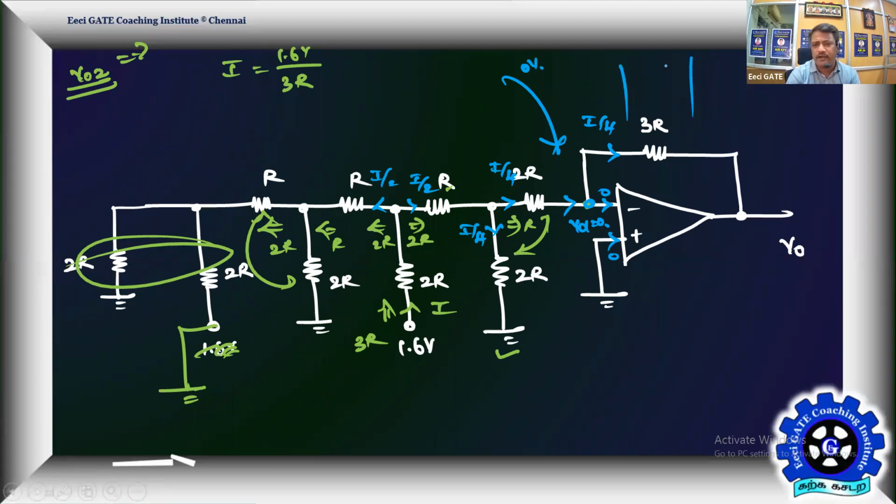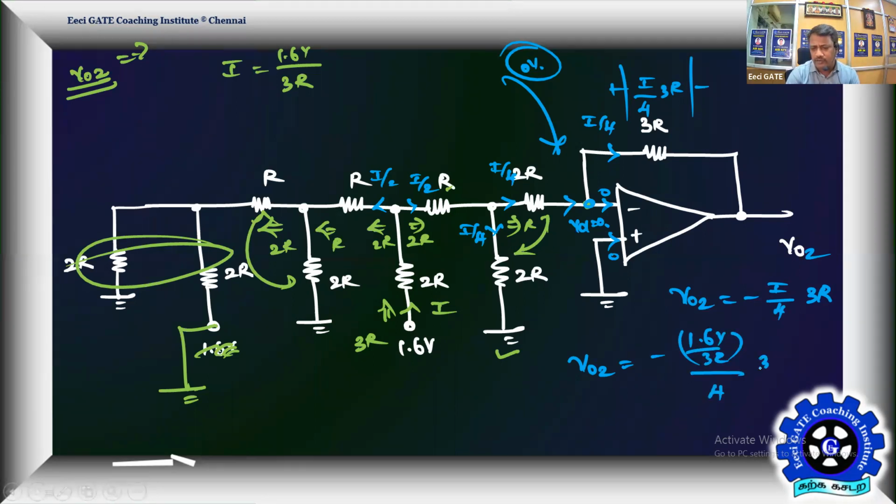And here you're going to get a drop of I by 4 into 3R. That's a drop which you're going to lose from 0. So that's your V02. You're going to get V02 as minus I by 4 into 3R, losing it from 0. Go by simple point potential. Therefore, V02 will be equal to minus, substituting your I, 1.6 volt by 3R divided by 4 into 3R. Again, 3R will get cancelled. The result is V02 equal to minus 1.6 volt by 4.